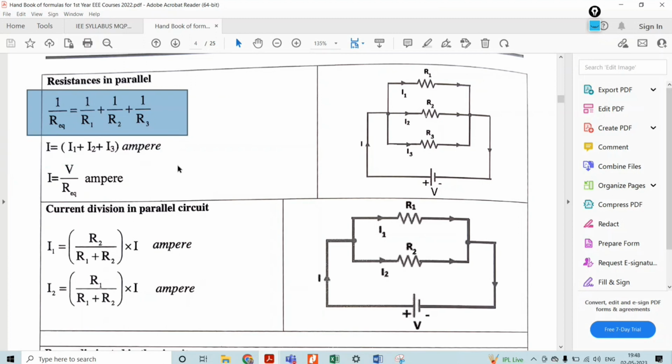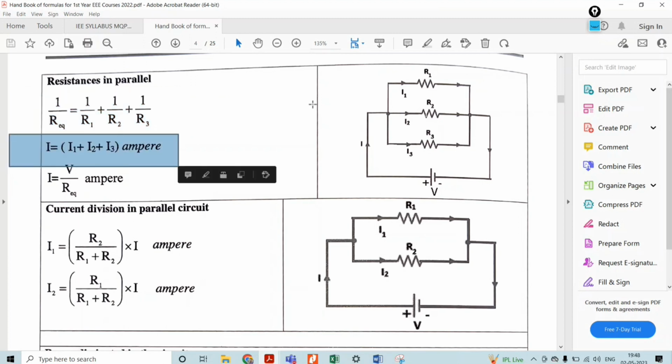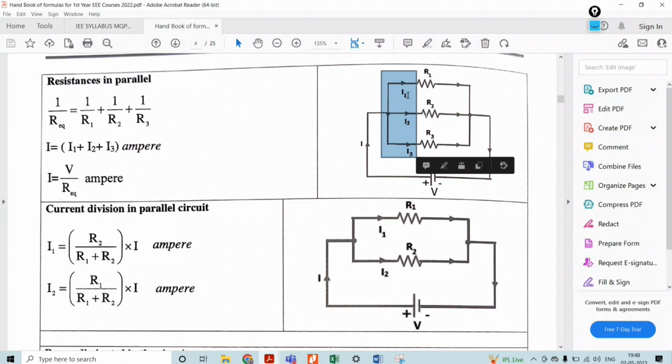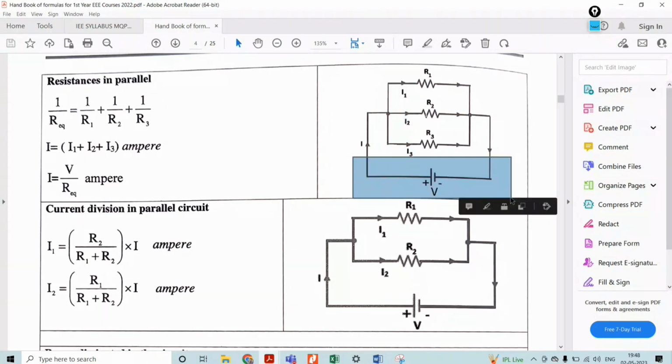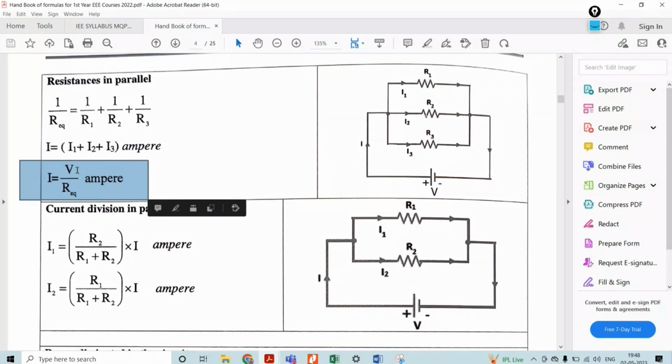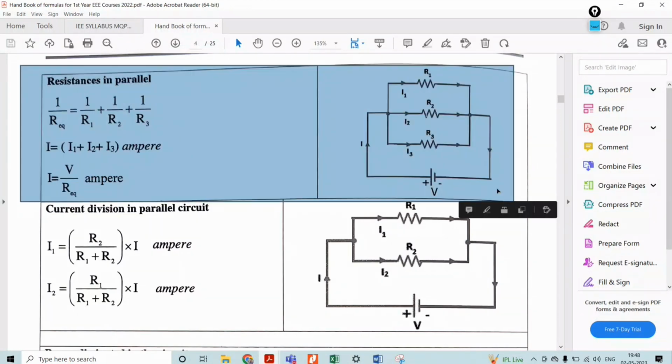Then corresponding to the current: in a parallel circuit, the current will differ, that is I1, I2, I3 corresponding to R1, R2, R3. But the voltage will remain the same, it won't change. The total current is evaluated by V divided by the total effective resistance. To make that evaluation, you make use of these formulas.